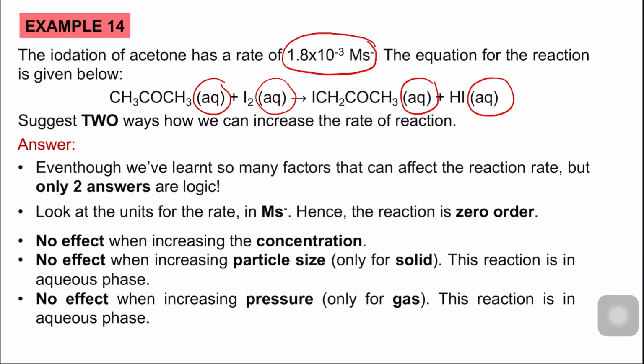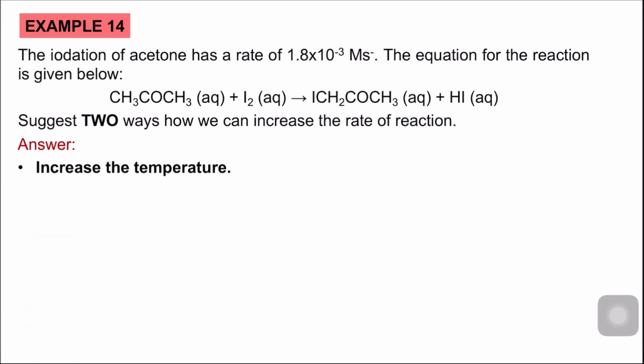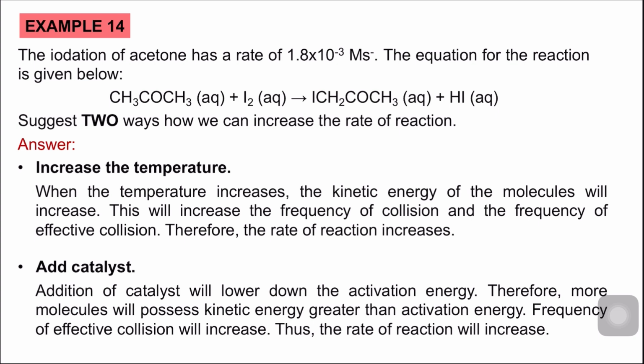So apakah faktor yang boleh diterima? Hanya dua sahaja faktor, iaitu yang pertama, you increase the temperature. So bila you increase the temperature, kinetic energy bertambah, frequency of collision bertambah, frequency of effective collision also bertambah, therefore reaction rate bertambah. Satu lagi cara adalah you add the catalyst. So addition of catalyst akan lower the activation energy, therefore more molecules will possess kinetic energy greater than activation energy. So frequency of effective collision also increase, reaction rate also increase.